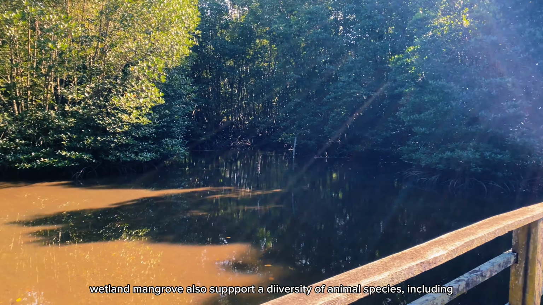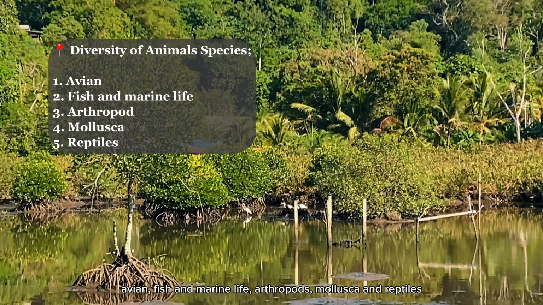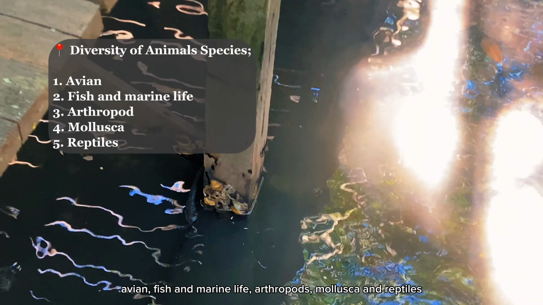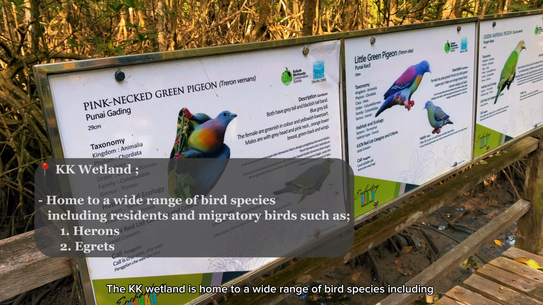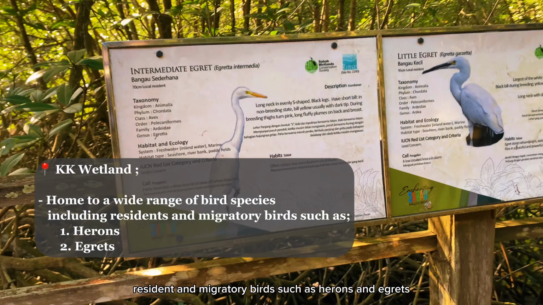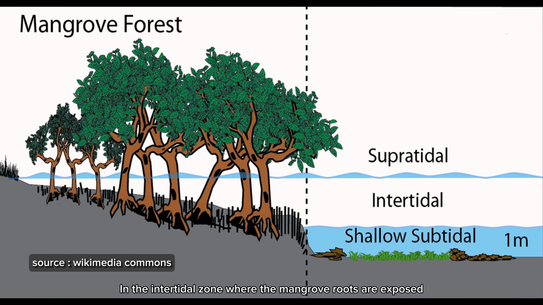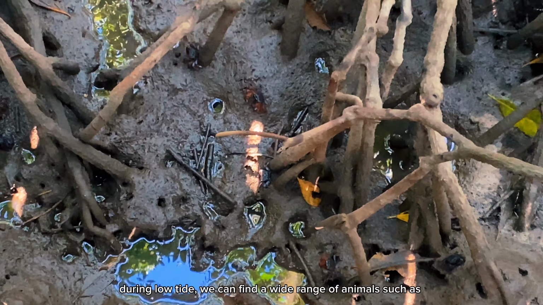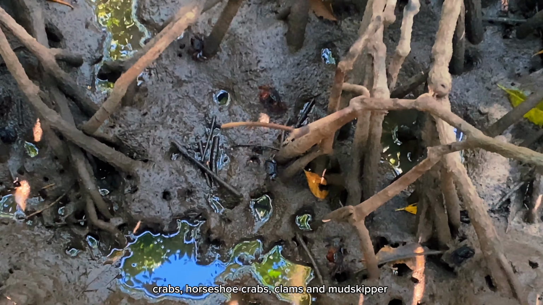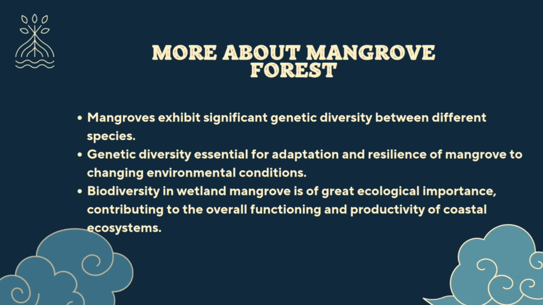The wetland mangrove also supports a diversity of animal species including avian, fish and marine life, arthropods, mollusks, and reptiles. The KK Wetland is home to a wide range of bird species including resident and migratory birds such as herons and egrets. Next, in the intertidal zone, where mangrove roots are exposed during low tide, we can find a wide range of animals such as crabs, horseshoe crabs, clams, and mudskippers. Furthermore, mangroves exhibit significant genetic diversity within and between different species. This genetic diversity is essential for the adaptation and resilience of mangroves to changing environmental conditions such as salinity and temperature.